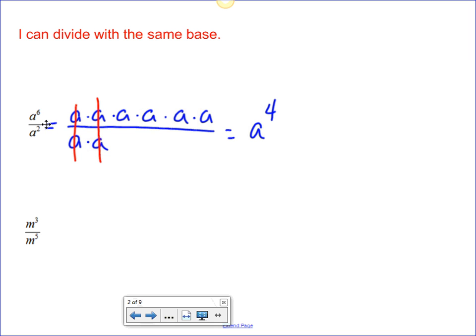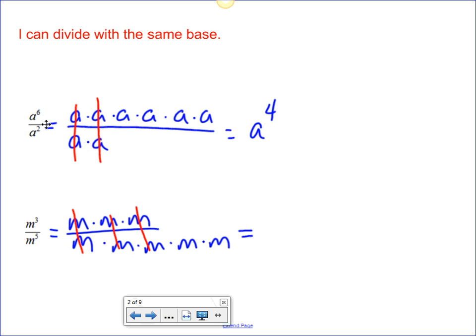So if we look at the bottom one, now I've got m times m on top, and on bottom I've got an m times an m times an m times an m times an m. Again, we can see that things cancel out. And what are we left with? This time we're left with 1 over m squared.